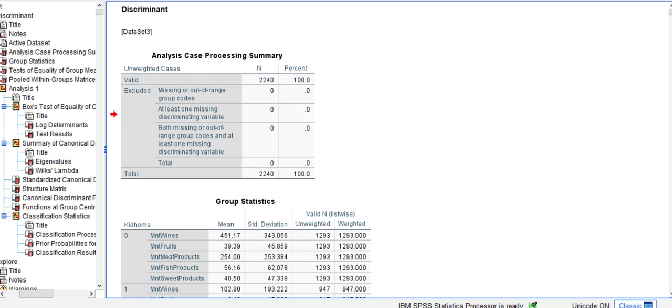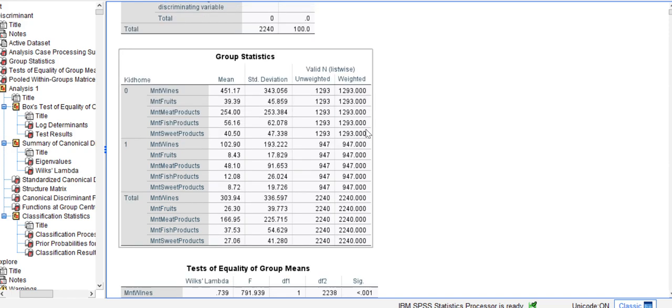So we start off looking at the total sample size in the analysis case processing summary. The total sample size is 2,240, which exceeds the requirement of 20 participants per predictor variable, and that reference is Tabachnik and Fidell 2019. Then we go down to the group statistics, and here we see that all the variables have a consistent sample size, which is good. We don't need to, there's no missing variables here.